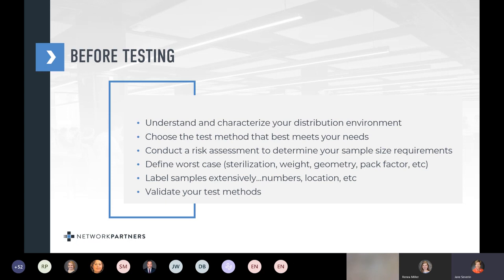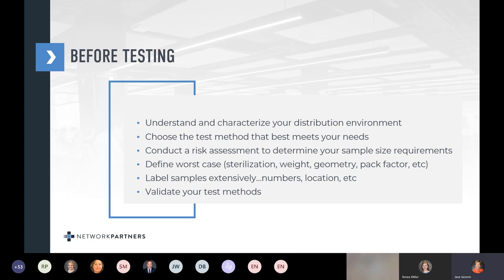Conduct a risk assessment per your company procedures to determine your sample size requirements. Define worst case in terms of sterilization, weight, geometry, pack factor, etc. There was a webinar conducted a few weeks ago that did a great job of defining what worst case is. So if you're interested in that, I'd recommend looking that up on our website. Label samples extensively, numbers, location, etc. In the event you do have a failure, knowing exactly where the sample was in the box, on the pallet, etc., will help with your root cause analysis.